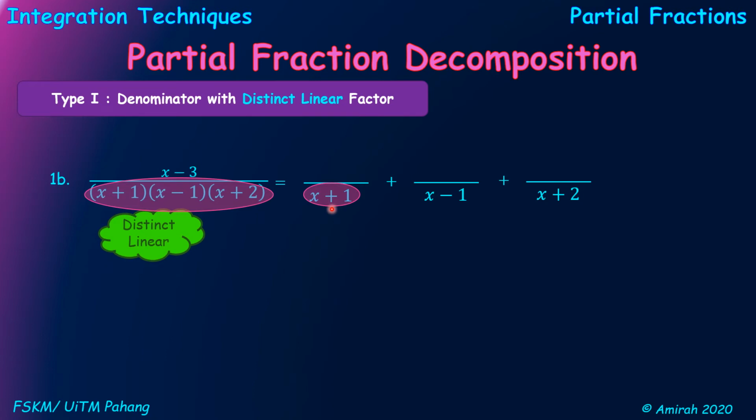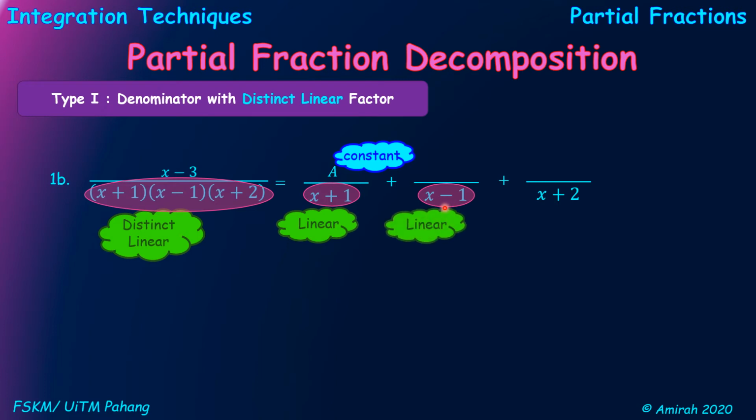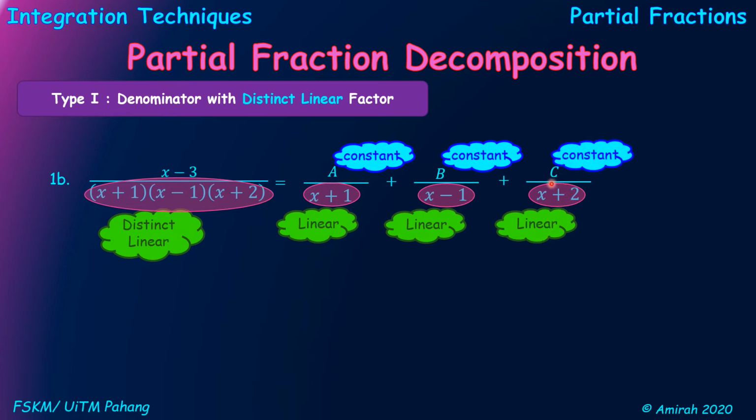Okay, and then from the first fraction, we have denominator x plus 1, which is linear. So we can write numerator equals to constant a. And for the second partial fraction, we have denominator x minus 1, which is also linear. So we can write constant b for numerator. And then for the last fraction, we have denominator x plus 2, which is also linear. So we can write numerator equals to constant c.